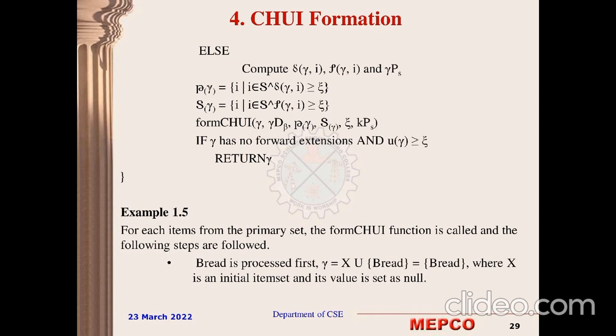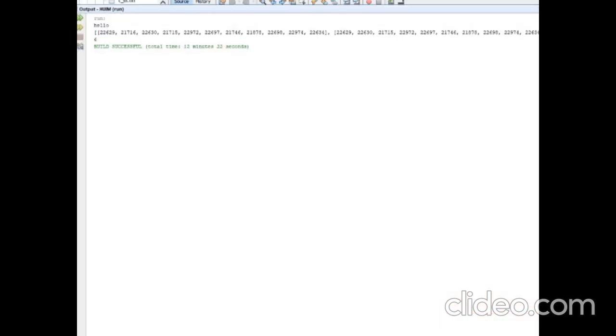Finally, we will have a collection of closed high utility itemsets. This is the output of the CHUI formation. The total number of closed high utility itemsets generated for the retail dataset is 6.